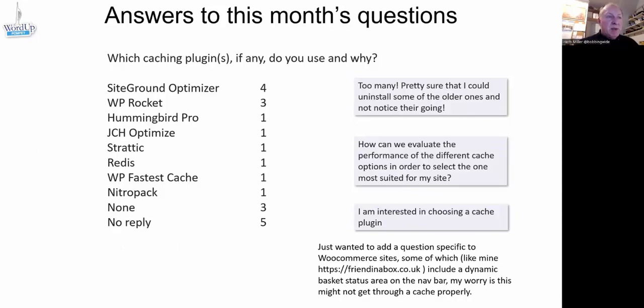Who was it who said, I'm interested in choosing a cache plugin? Not sure if he's here, but Steve said, how can we evaluate performance of the different cache options? Is that right? And there's Terry's question down there, if you can think about it. What does it say? I include a dynamic basket status area on the nav bar. This might not get through a cache properly. Let's think about that.